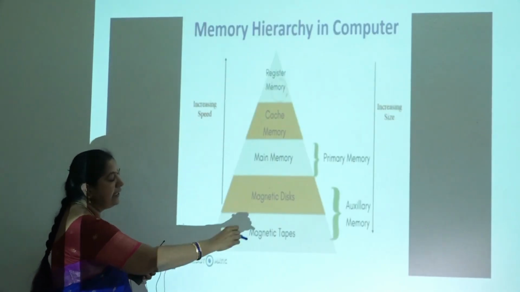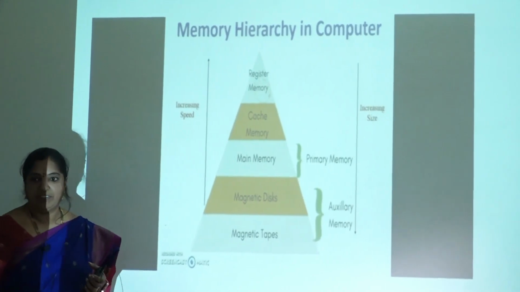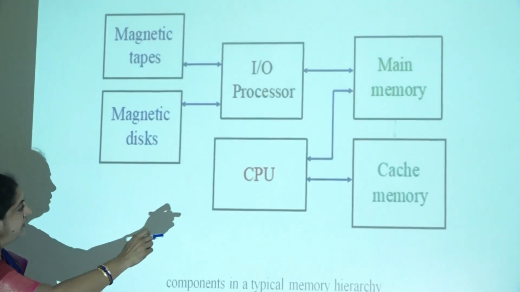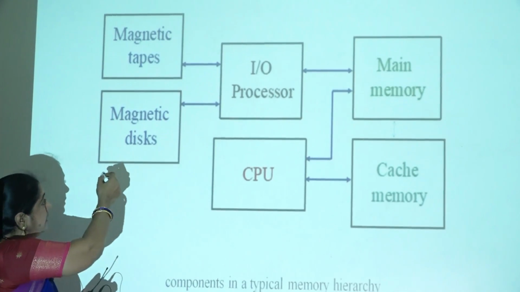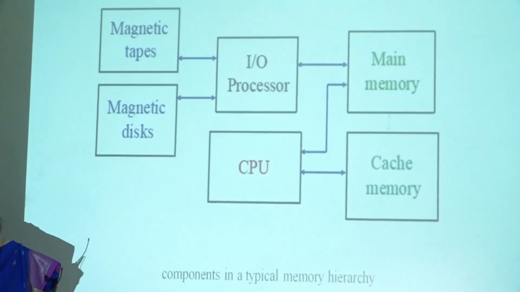We are having the hierarchies, as previously. So this is about main memory and cache memory. Another one we are having is the secondary memory, also called auxiliary memory.